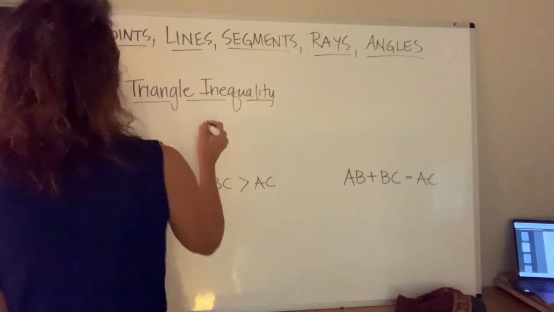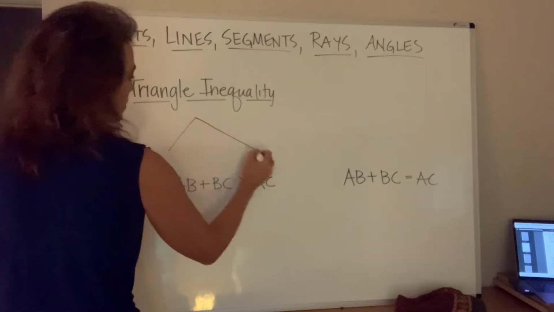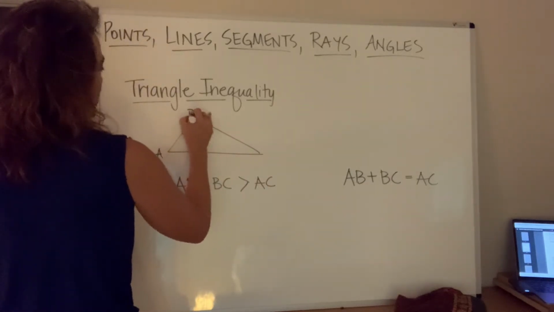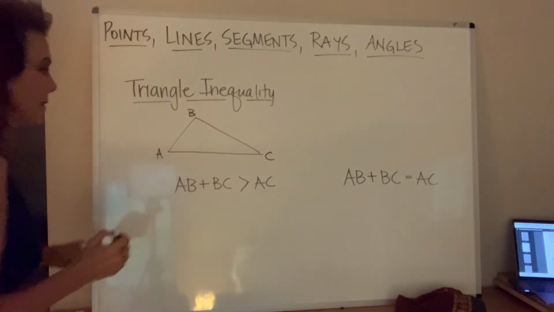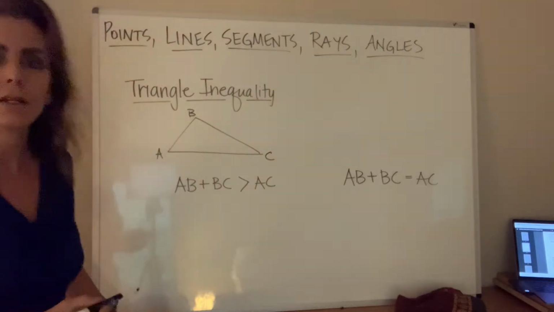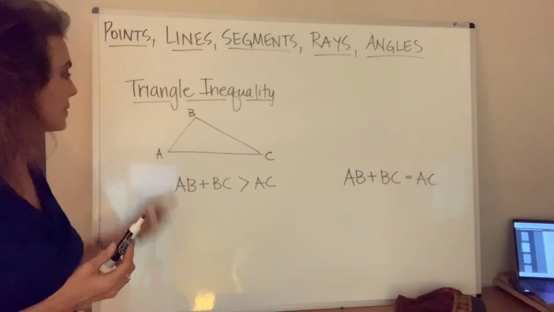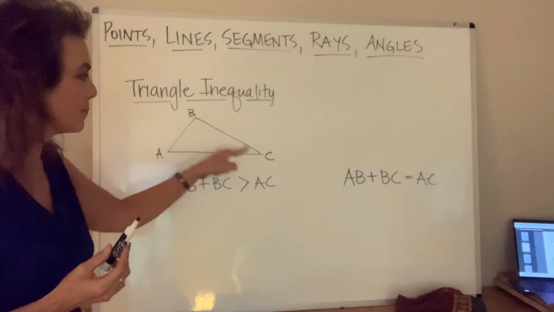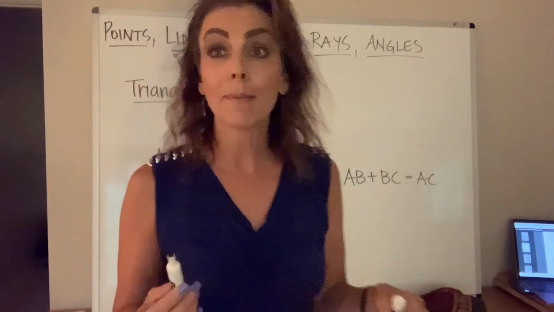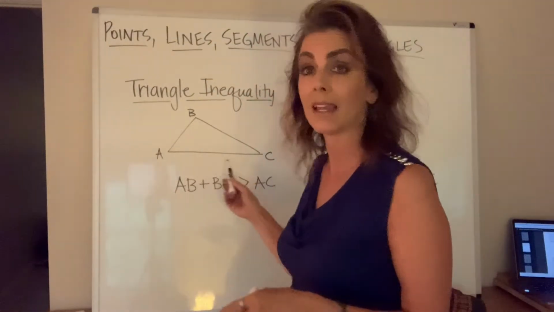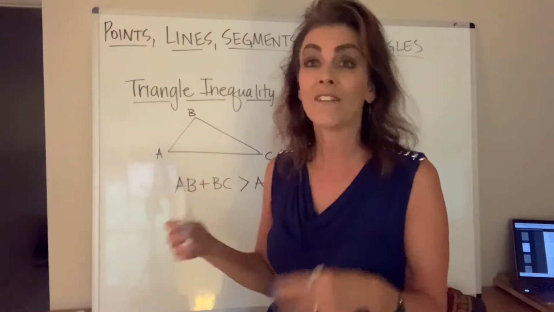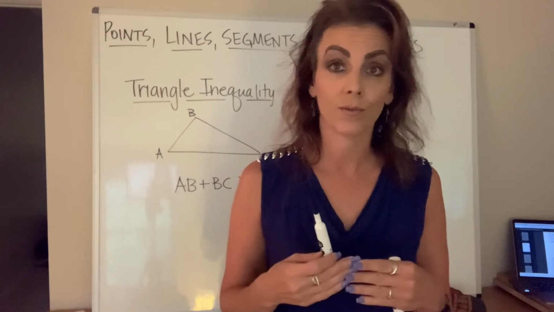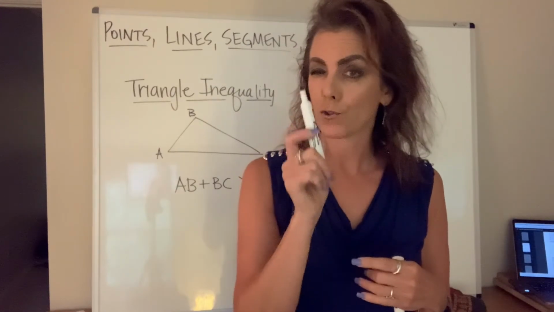If I've got something that looks like this, let's create a triangle here. Here I've got AB and BC and AC, all right? So in this case, I can say this distance A to B plus this distance B to C has got to be greater than this distance A to C. Okay, if it was not greater, it would not make a triangle. Okay, don't believe me? Try it.